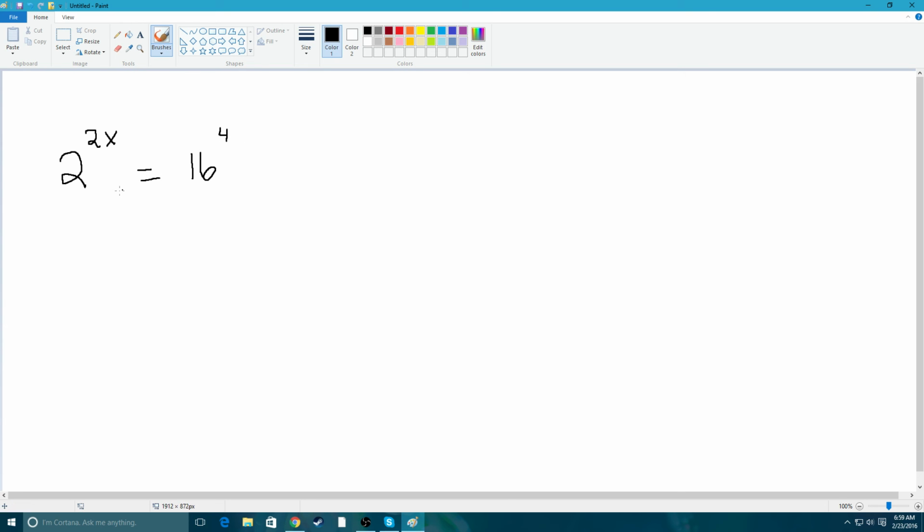So when you see this, we got to think about this property. The property says if a to the x equals a to the y, then x equals y. So if the bases are the same, the exponents have to be the same. But our bases aren't the same. We got to fix that. So what we're going to do is focus on the 16 right here, and we're going to rewrite it as a power of 2.